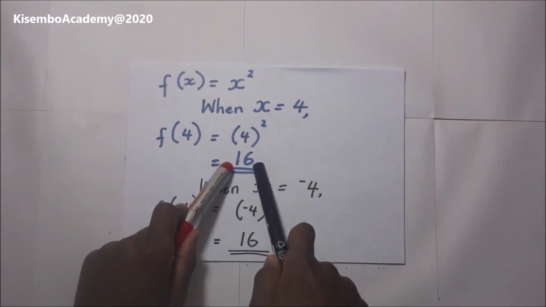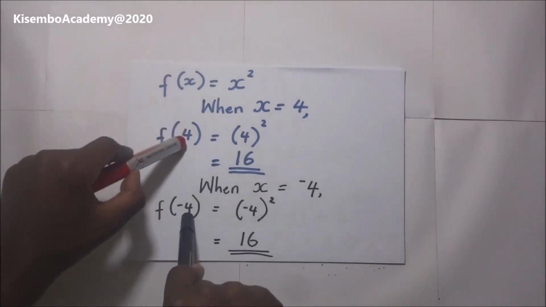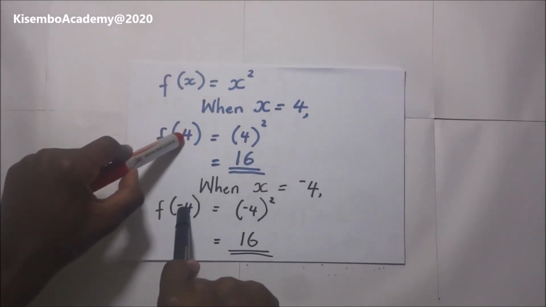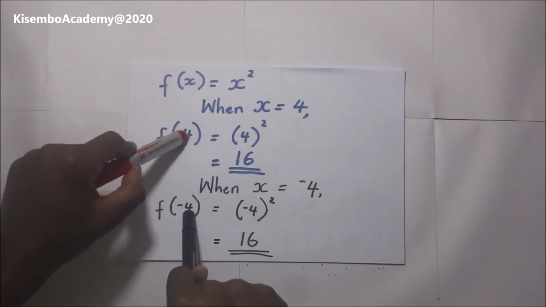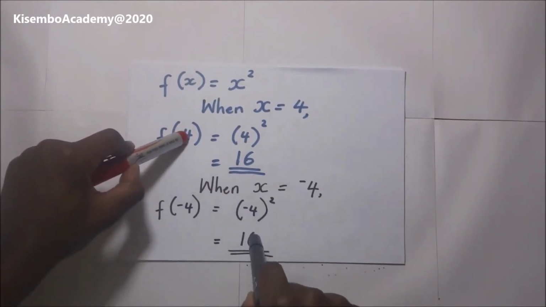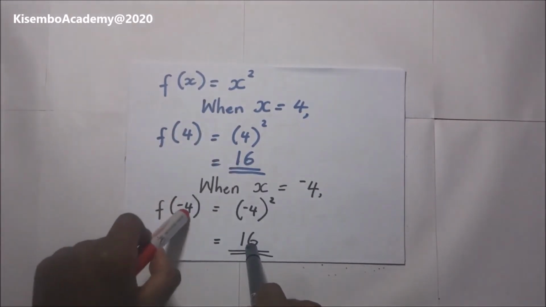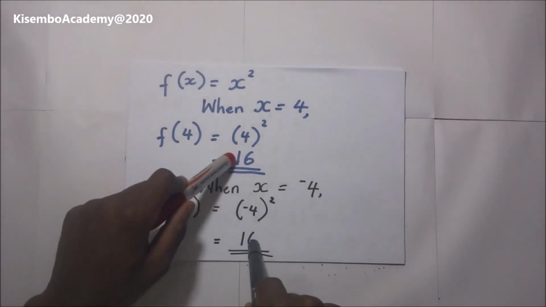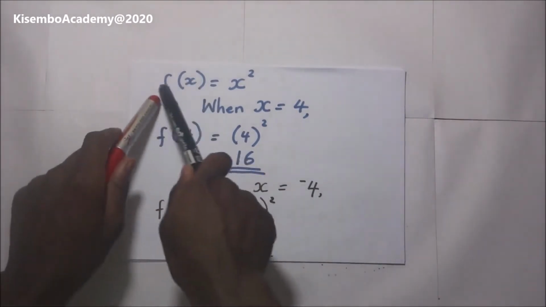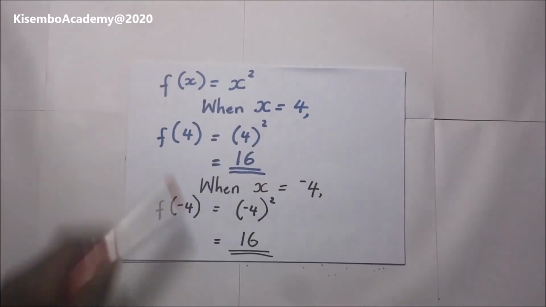When it gives us 16, we go and do the same thing and put a negative 4 in the same place. When you put negative 4 in the function, it's going to become negative 4 squared, and it's still going to give us the same number, 16. Because when we plug in a negative value, it gives us the same answer, 16, this makes f of x equal to x squared an even function.